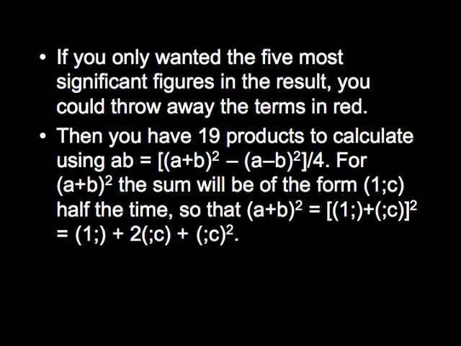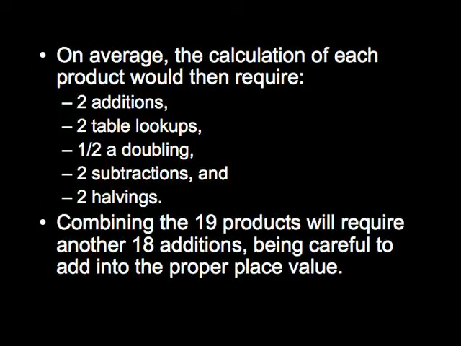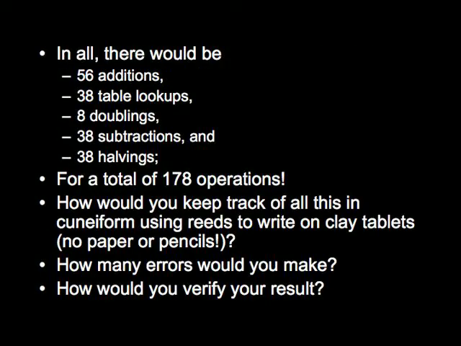the formula. Half the time the sum a plus b will be greater than 1, so you have some additional calculations to do. On average, the calculation of each product would require 2 additions, 2 table lookups, half a doubling, 2 subtractions, and 2 halvings. Combining the 19 products would require another 18 additions, being very careful to add into the proper place value. In all, you'd have a total of 178 operations.